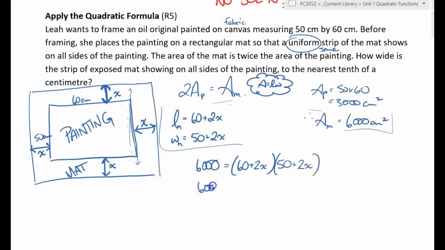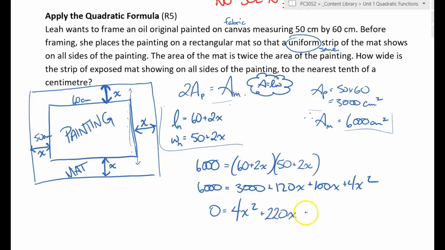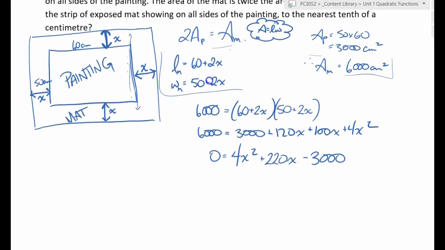So I've got 6,000 equals, I'm going to expand this, so 3000 plus 120x plus 100x plus 4x squared. If we get everything all onto one side, we've got 4x squared, collect like terms, 220x minus 3000. Again, it's minus that 3000 because this 6000 needs to come over onto the other side so that I can solve for x.